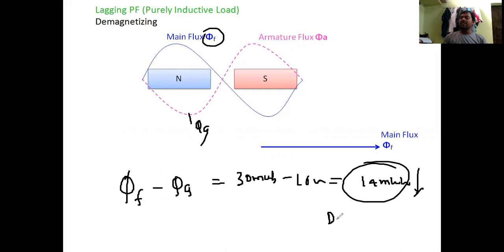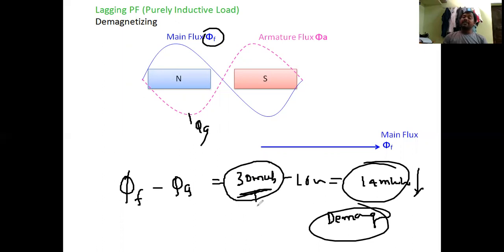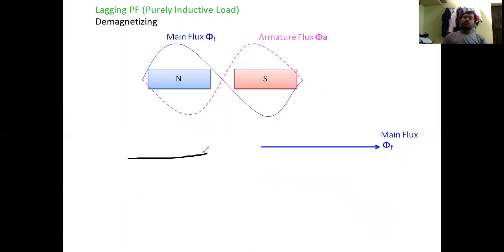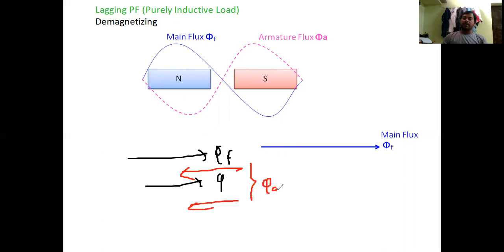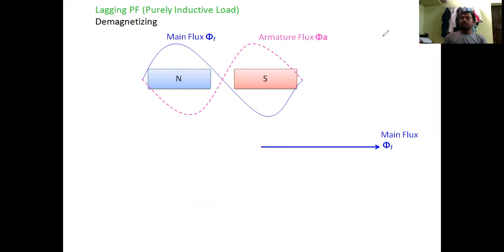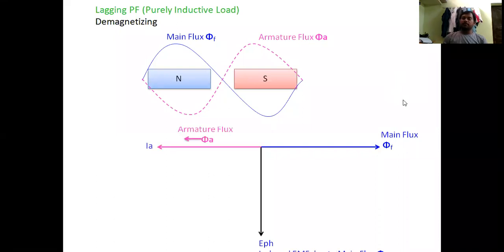That's why this is called demagnetization. So this is 30 milliweber, the total magnetizing flux, and we are demagnetizing this flux. That's why this is called demagnetization. The demagnetization effect is because of this armature flux. So I already told you, phi F is in this direction, and opposite to this one is phi A. Opposite to the main field flux, the armature flux will exist. So you can see that representation.